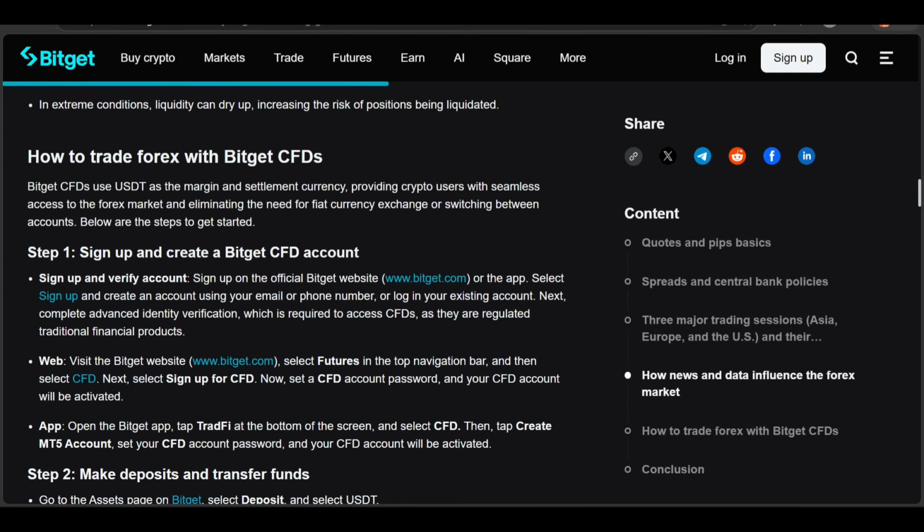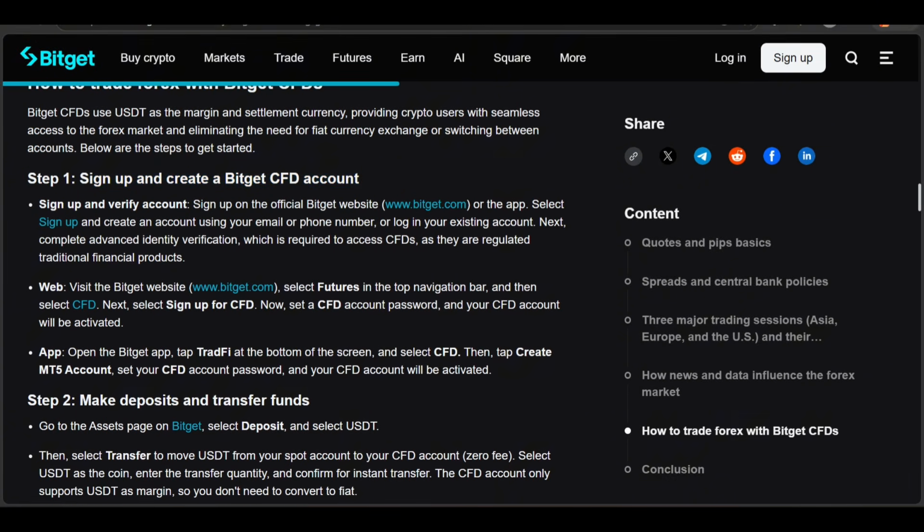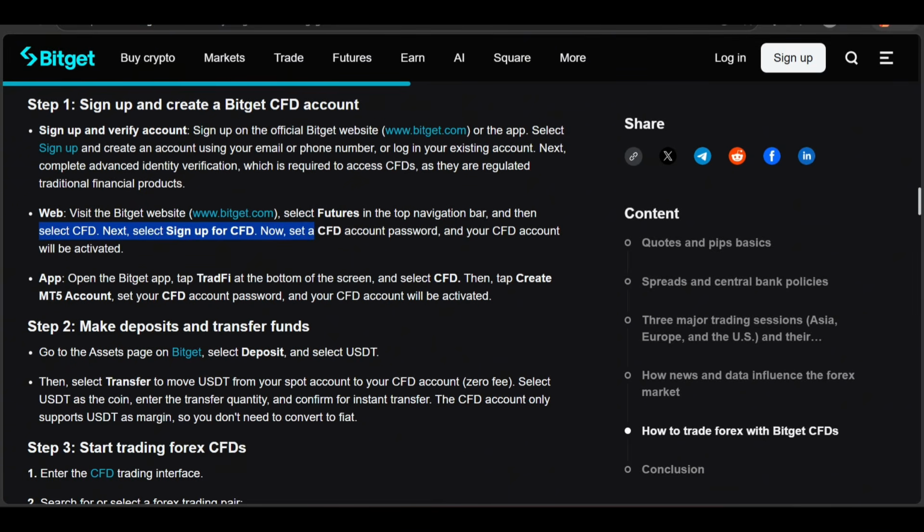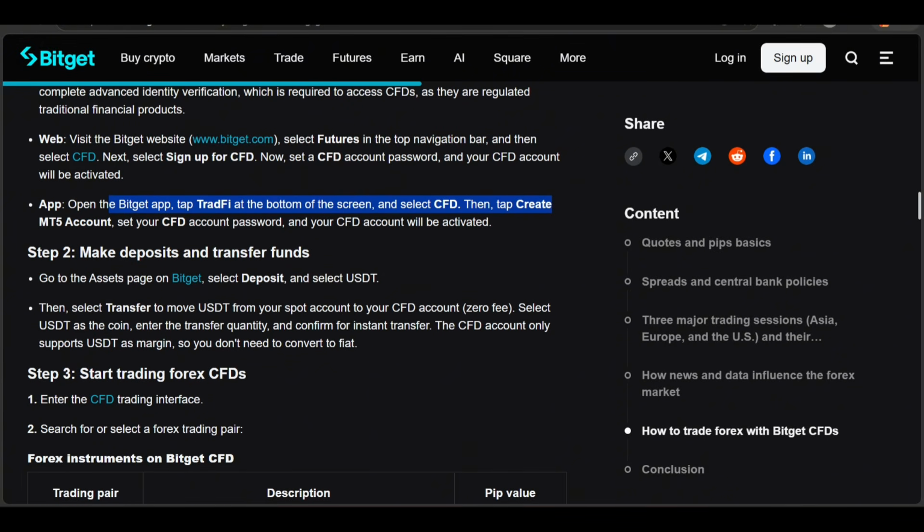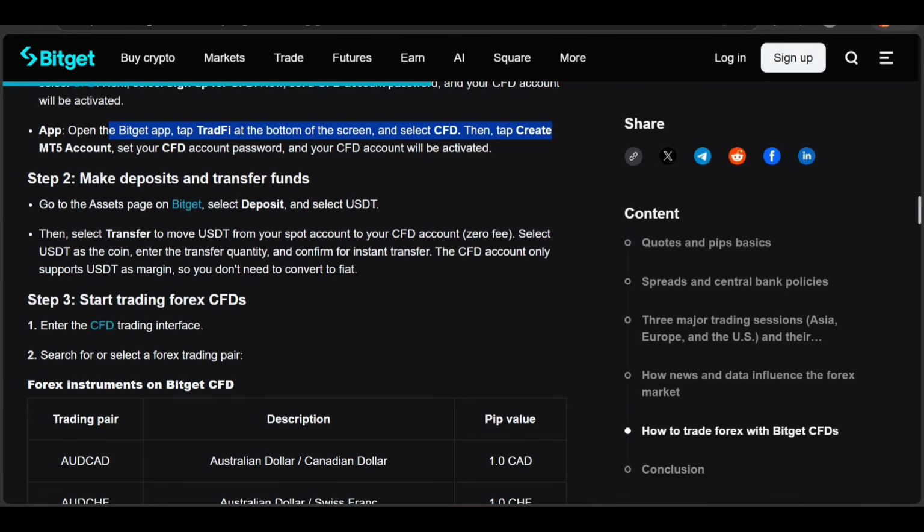And how to trade forex with Bitget CFD? It happens in some steps. Number one, sign up and create a Bitget CFD account. Then visit the website, the CFD page. After that, open the Bitget app, tap Trade at the bottom of the screen and select the CFD tab to create the MT5 account, CFD account password and other things, and make a deposit and transfer funds. Go to Bitget, select deposit and select USD, then transfer.